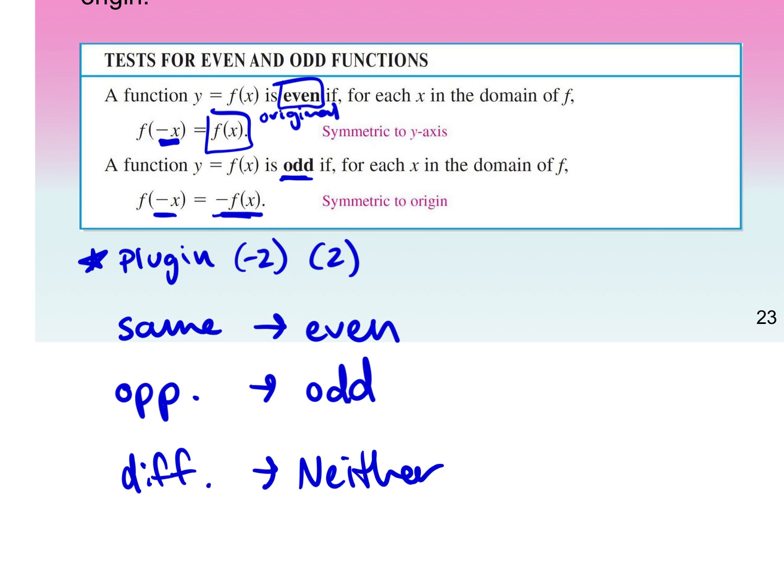And then one other thing to add here. If it's an even function, it's symmetric to the y-axis. So it could be a parabola, could be anything that's symmetrical about the y-axis. If it's an odd function, it's symmetric to the origin. So that would be something like an x cubed graph, where it looks like this. If you take your graph and flip it upside down, you'd have the same picture. That would be something that's symmetric to the origin.